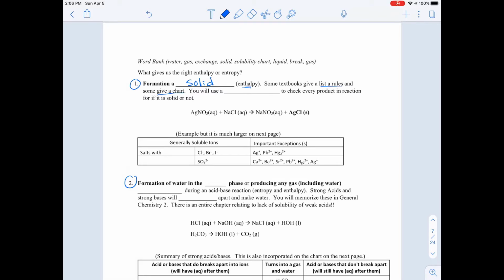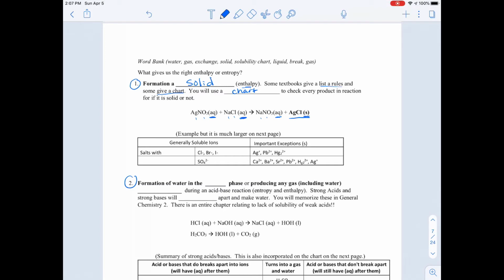So you're going to use a chart to check every product in the reaction to see if it's a solid or not. What does the AQ mean? It means that these two ions will dissolve in water, and those two ions will dissolve in water, but this will not. You find out this information from the chart.